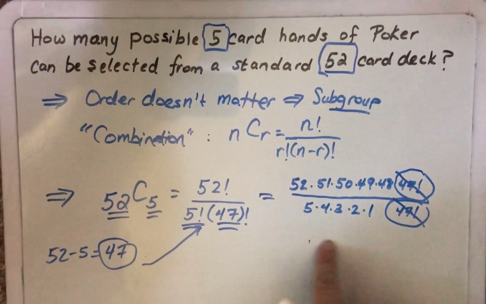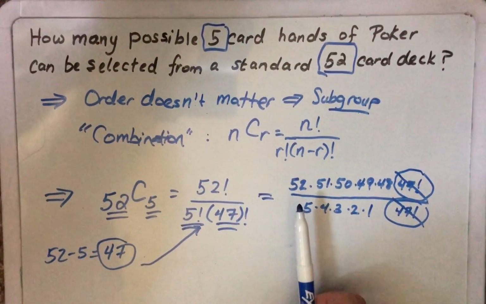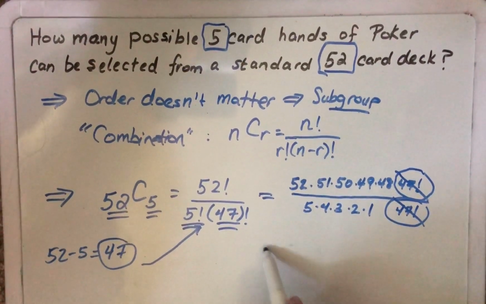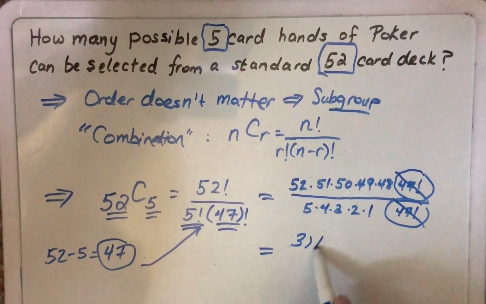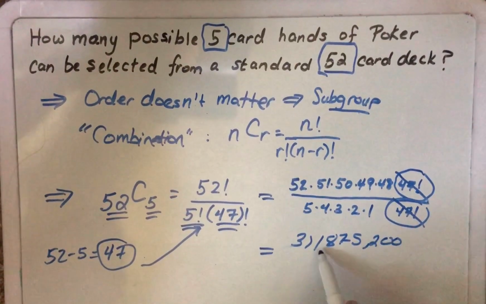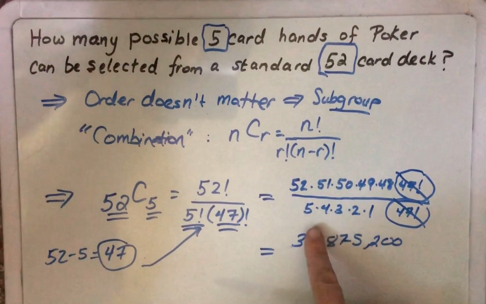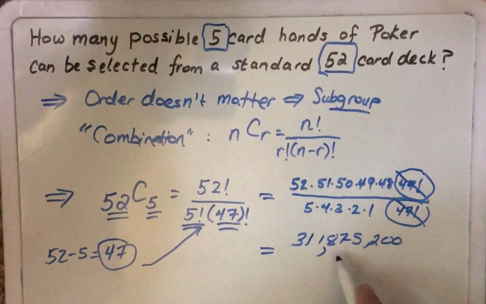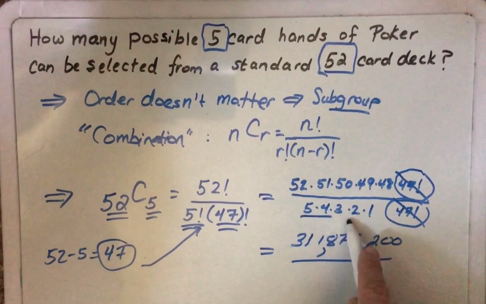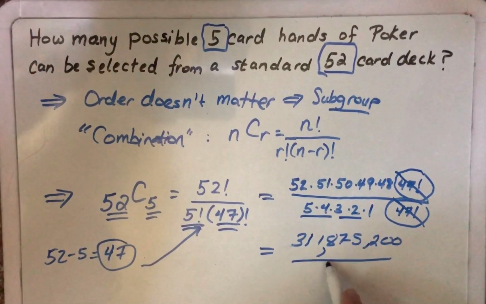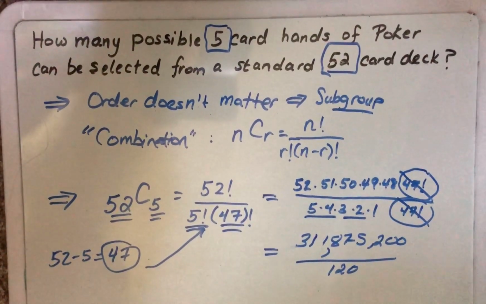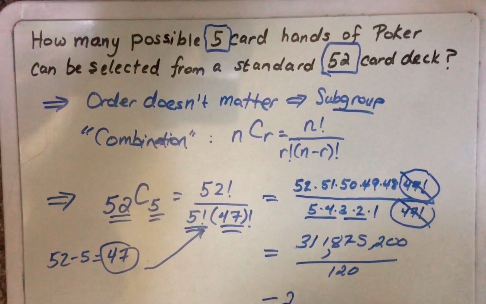Now most students, if they have access to a calculator, right now they're going to do 52 times 51 times 50 times 49 times 48. And what they will get in their numerator is 311,875,200, for the numerator, divided by the denominator. 5 times 4 is 20, times 6 is 120. And we would divide these two numbers to get our final answer.